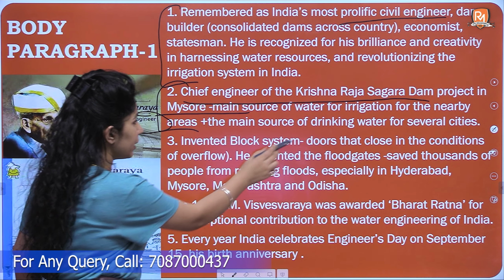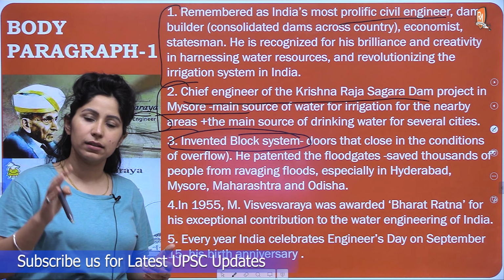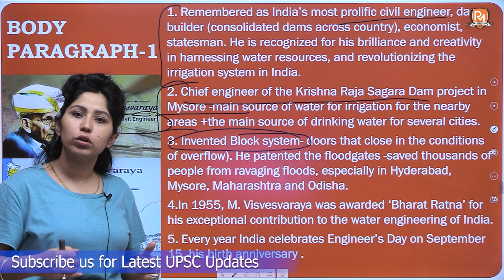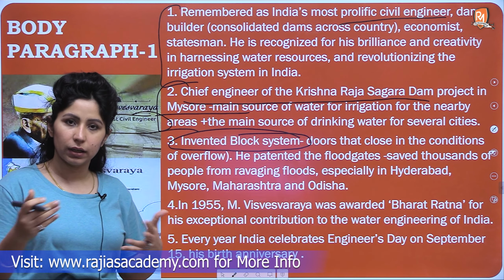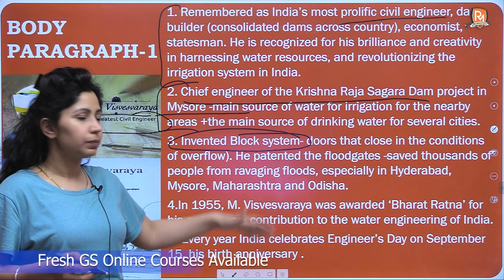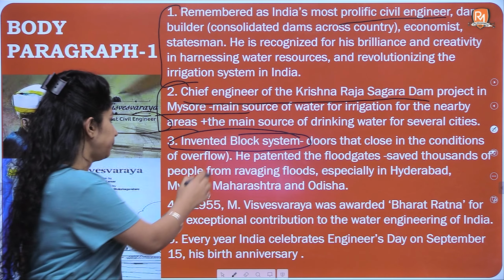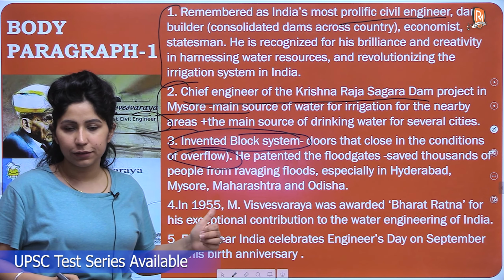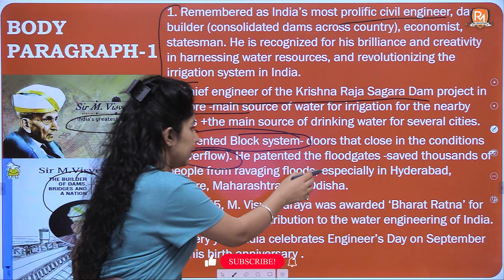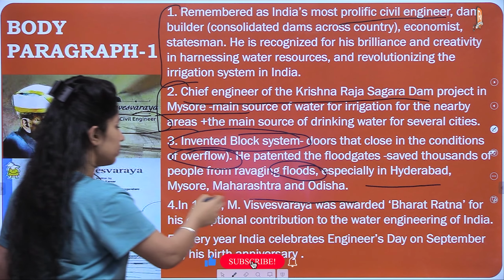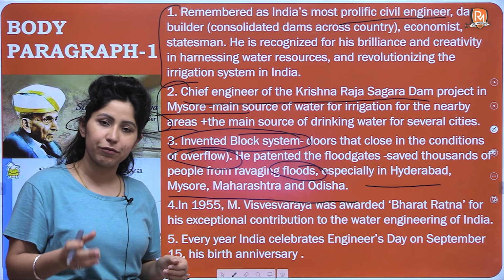The next is that he invented the block system. What was the block system? There were automated floodgates placed on a dam, such that whenever water would overflow above a particular measure, those gates would open up automatically, or they would close automatically in conditions of overflow. He patented the floodgates, which saved thousands of people from floods, especially in Hyderabad, Mysore, Maharashtra and Odisha. So, his contribution was towards developing the block system, which saved people from floods.